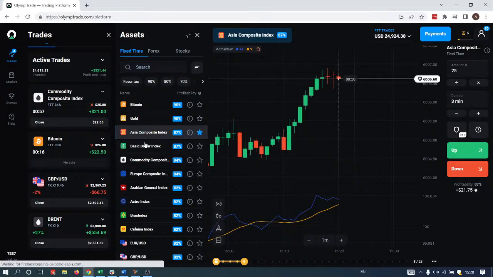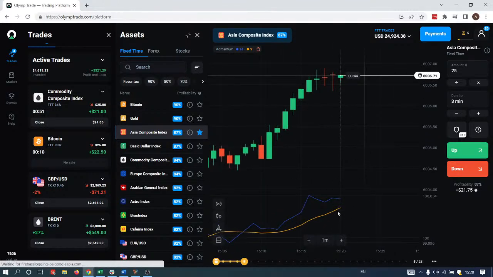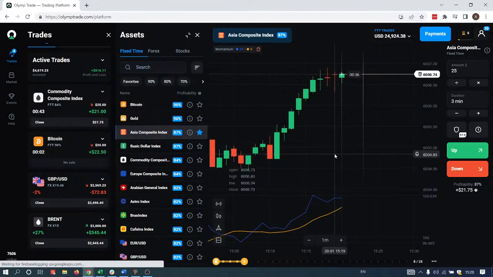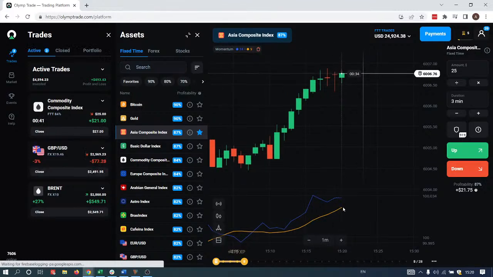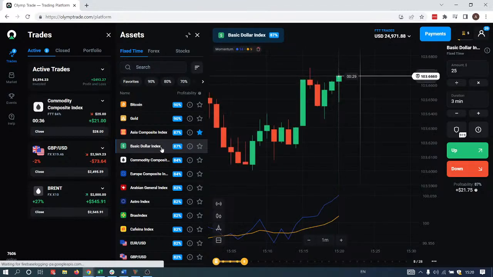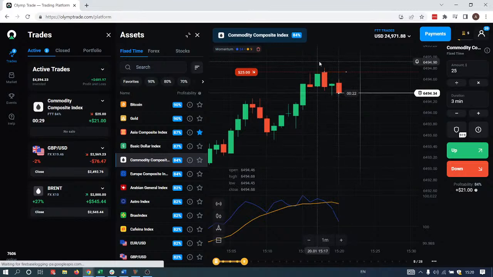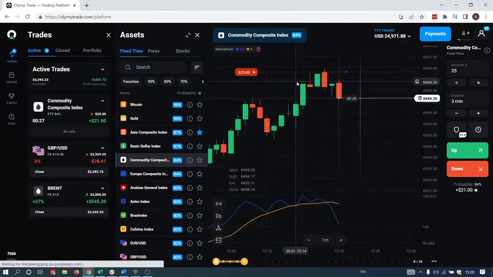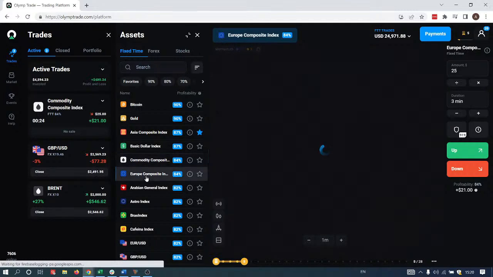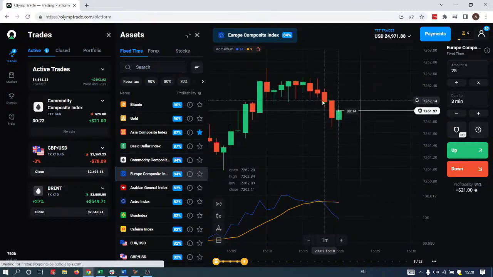So Asia Composite Index might be a potential signal, because as you can see, we have really gone up, and at the same time the blue line kind of wants to approach the orange line, and that would be a very good signal. Basic dollar index, nothing really. Okay, commodity composite index, nice. This is going to close with a profit, I'm pretty sure, because we have really gone down a lot.